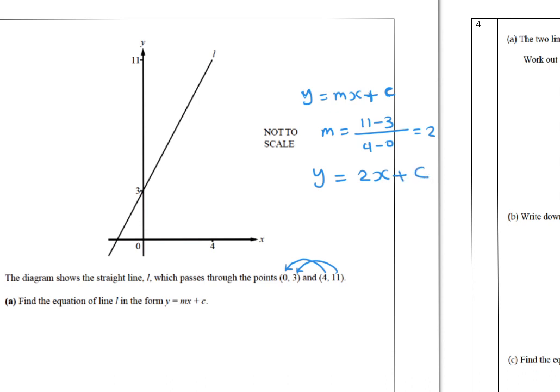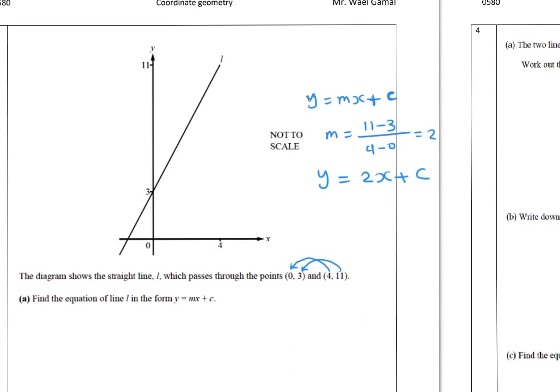So we substitute one of the points. C means what? The y-intercept. Now look at the line. You can deduce the y-intercept, where the line intersects the y-axis. This line intersects the y-axis at 3. So c equals 3, and you don't need to substitute for this one. Because the y-intercept equals 3, y equals 2x plus 3. If you substitute, you get the same answer, but you don't need to because you have the y-intercept. Sometimes c or b, no difference. Okay?